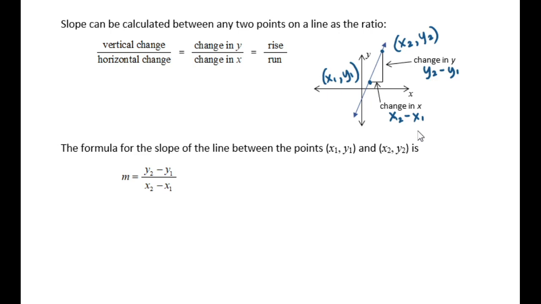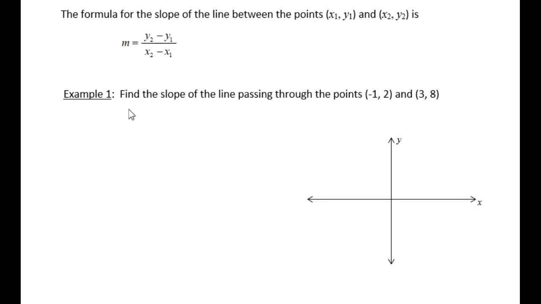So let's look at an example where we compute the slope of a line passing through two ordered pairs using this formula. In this first example, we're asked to find the slope of the line passing through the 2 points, -1, 2, and 3, 8. And we'll sketch the graph of the line passing through these 2 points to see what that slope looks like. First, let's label the two ordered pairs with the notation that we'll be using for this formula. I'll label the first ordered pair as x1, y1, and the second as x2, y2. It won't matter if you switch these, the formula will come out the same either way.